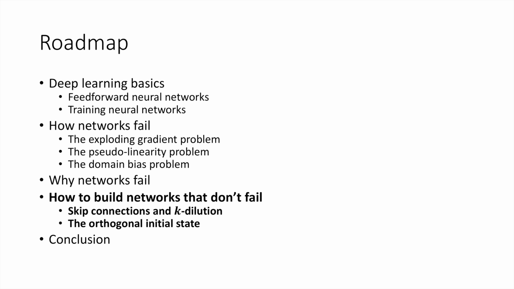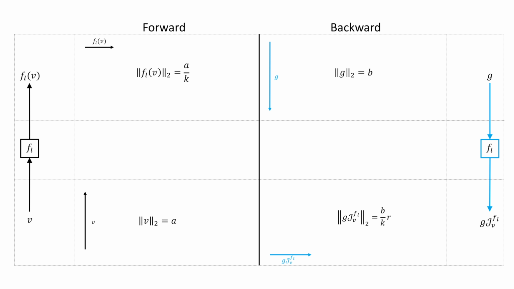Finally, how can we build networks that don't fail? We begin by explaining the power of skip connections in reducing the growth of the gradient scale coefficient. Let's say we have a layer function fl that is fed an incoming vector v and produces an outgoing vector fl of v. Doing backpropagation, fl receives an incoming gradient g and produces an outgoing gradient that is the product of g with the Jacobian of fl. We encode the lengths of the four vectors with variables a, k, b, and r in the way shown, for reasons that will soon become clear.